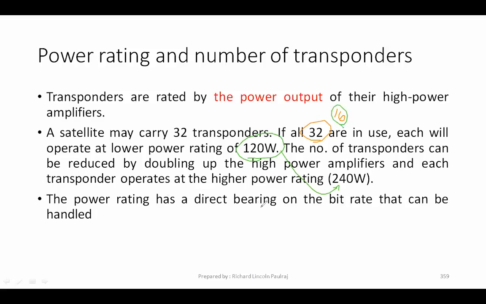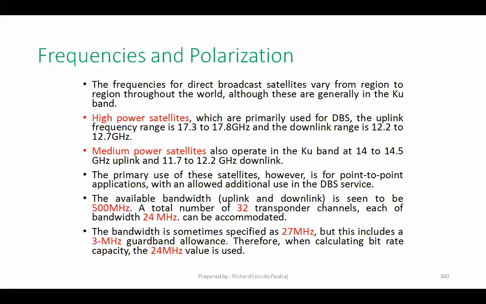The power rating has a direct bearing on the bit rate that can be handled. So the number of bits that get processed is also at a higher number. Ultimately, each transponder can be downsized if the power levels are made higher. So that is one advantage of having a transponder.